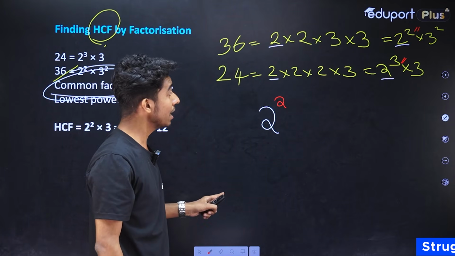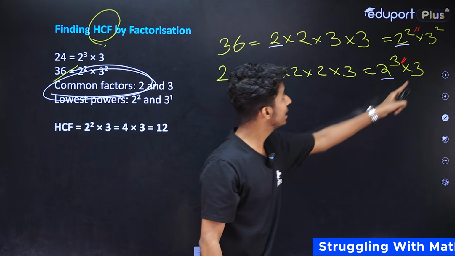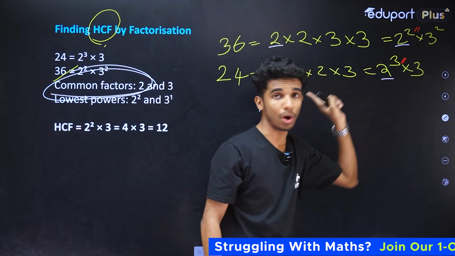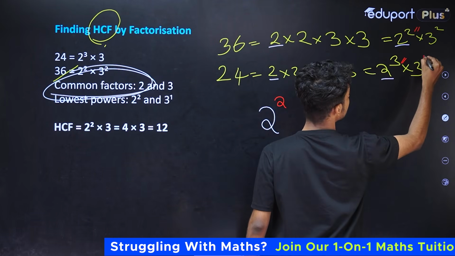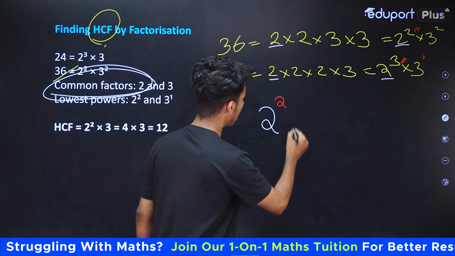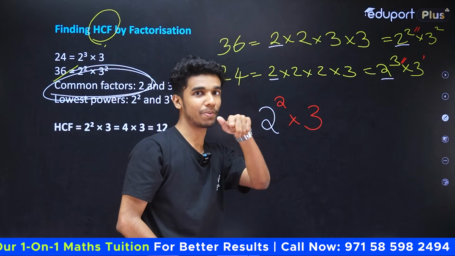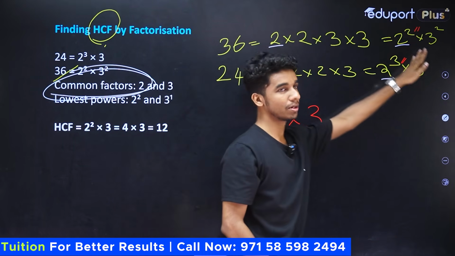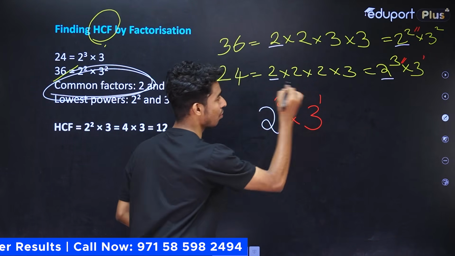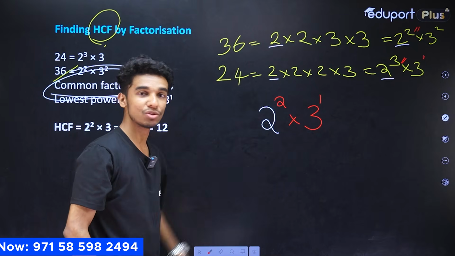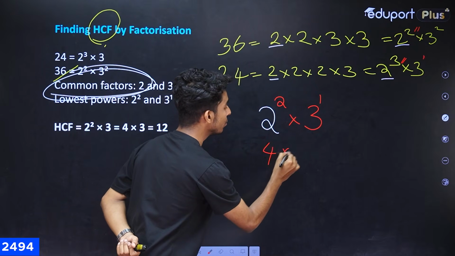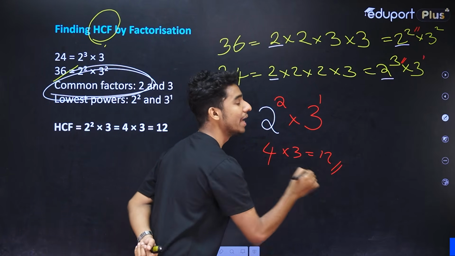And after that, here it is 3 square and 3 raised to 1. Which should I take? I have to take 3, and which power should I take? The smallest power. Which is the smallest, 2 or 1? 1. So 3 raised to 1. 2 square into 3 raised to 1, 4 into 3. 12 is the highest common factor.